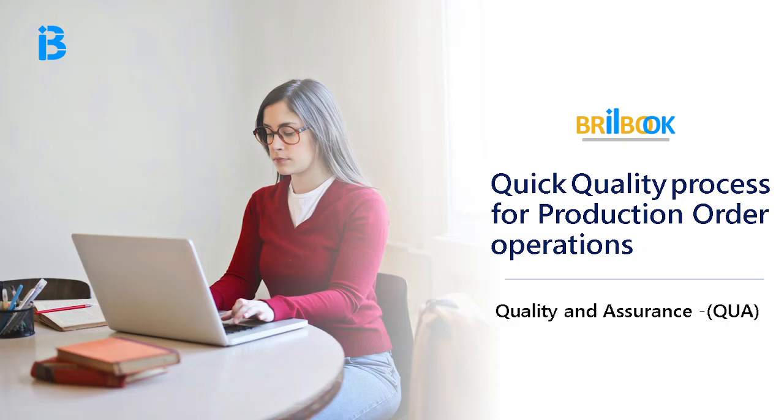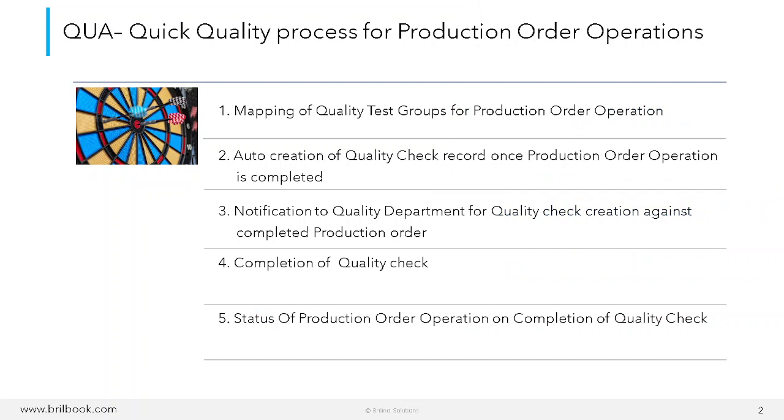In this video, we will have a look at the quick quality process for production order operation. We will cover the following topics in this video: mapping of quality test group for production order operation, auto creation of quality check record once production order operation is completed, notification to quality department for quality check creation against completed production order, completion of quality check, and then we'll see status of production order operation on completion of quality check.